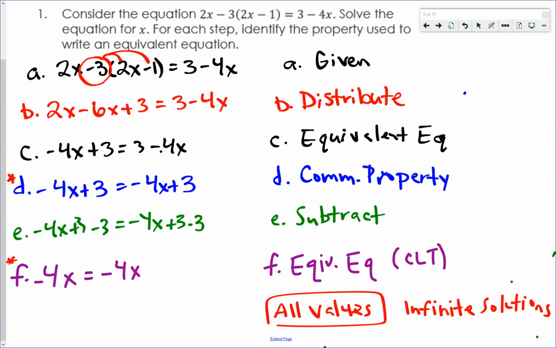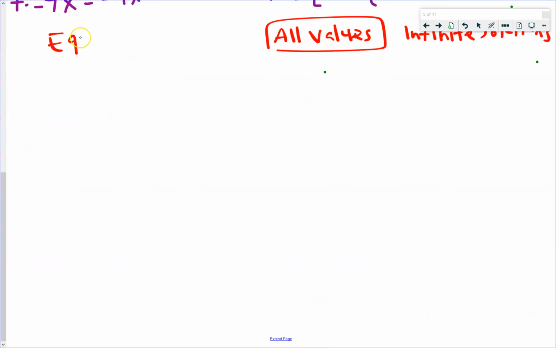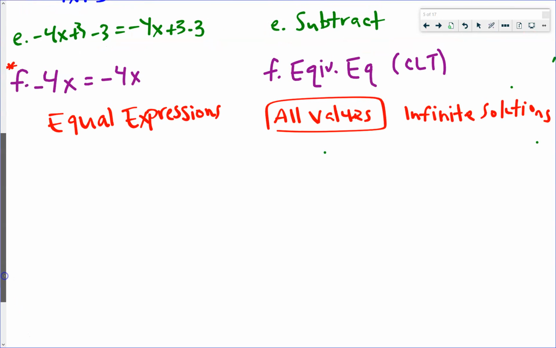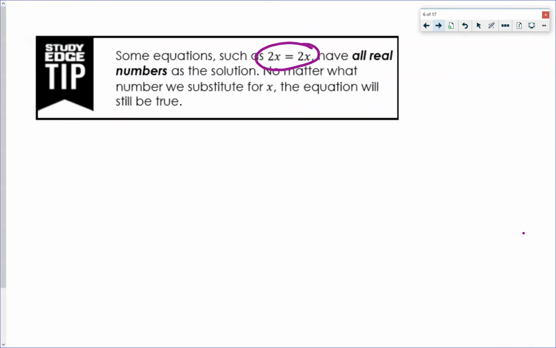There you go. All right, so because we had equal expressions right here, that's why I can say that. So equal expressions. That's why we can say that there are infinite solutions. They are all going to work. Okay, that is true for every case.